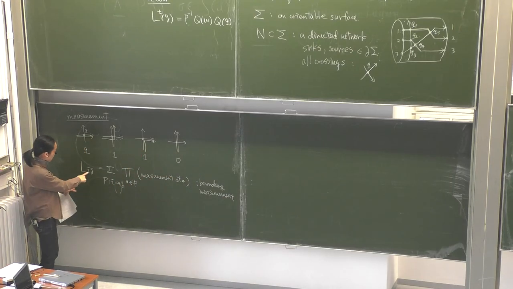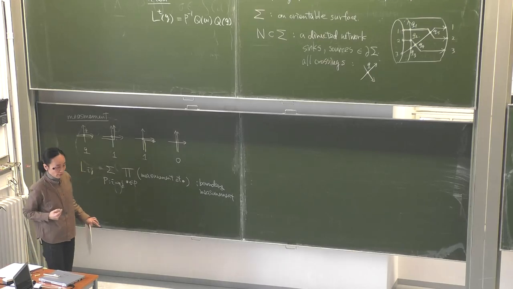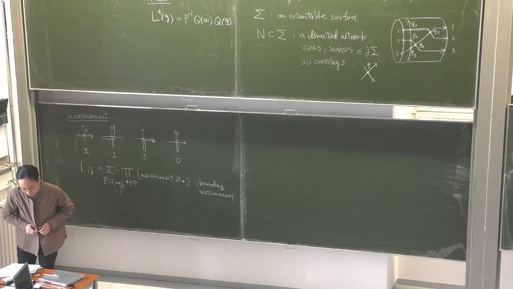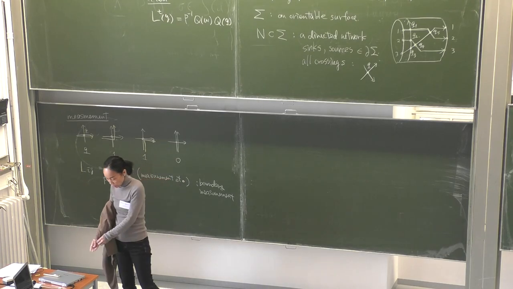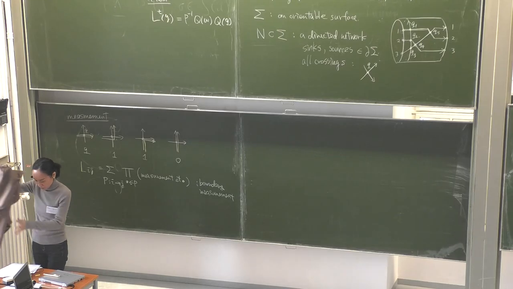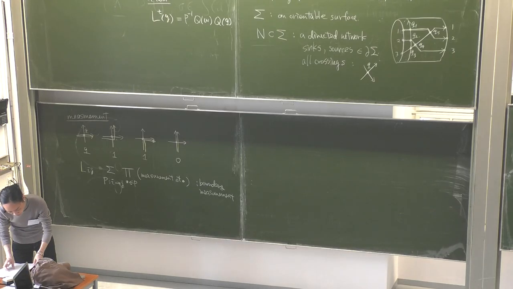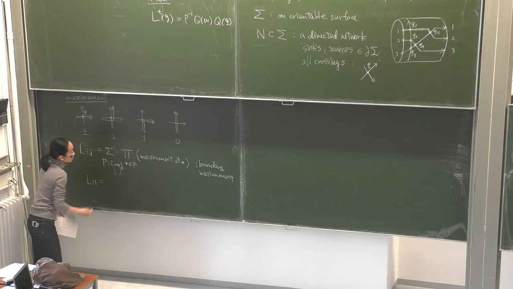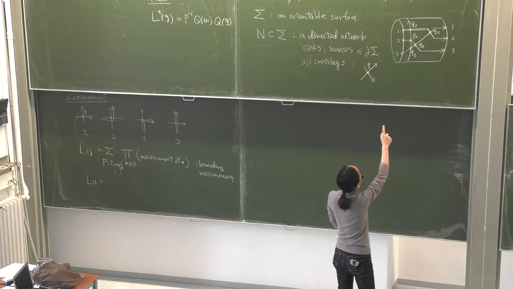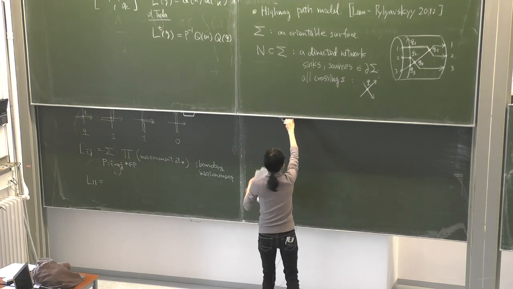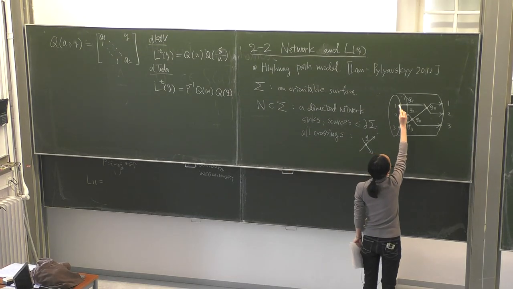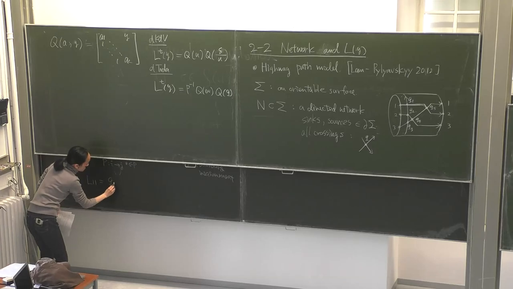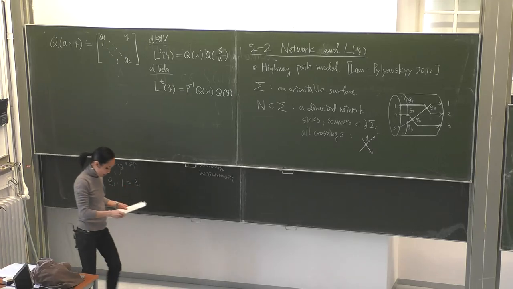And by choosing I and J to be all sinks and sources, we get a boundary measurement matrix. Taking an example, L11 includes only one path like that. So the weight measurement is Q1 times 1, which gives a boundary measurement of Q1 in this case.